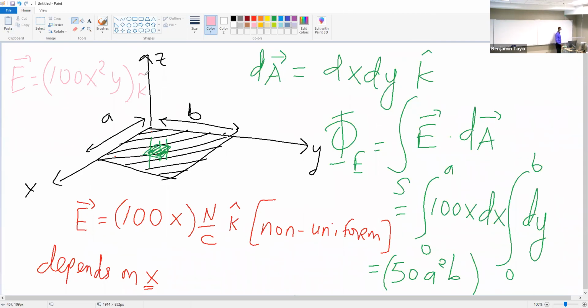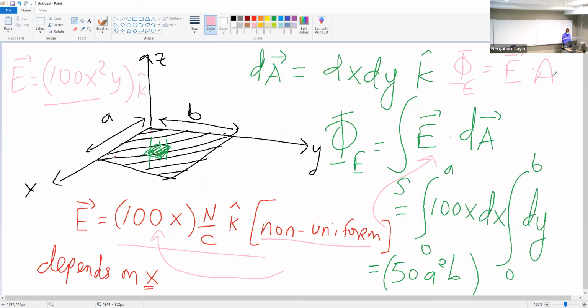All right, so take a look at these. The reason why I'm doing this is because there is one problem on the web assigned homework where you need to do something like this. So again, the point is that always look at the electric field. If it is non-uniform, you need to take an integral. But if the electric field is uniform, then you just do a dot product.